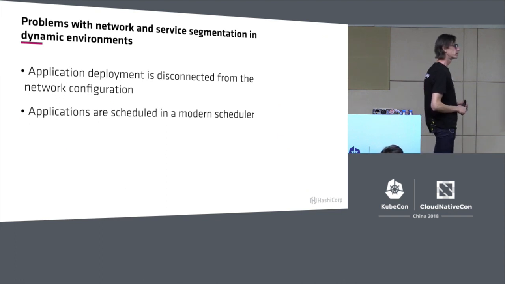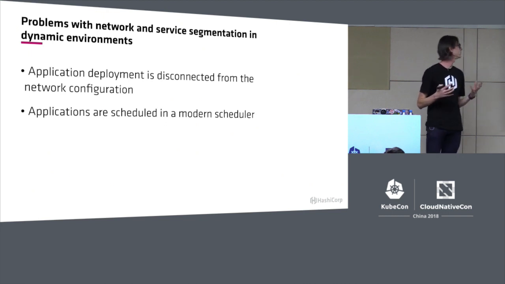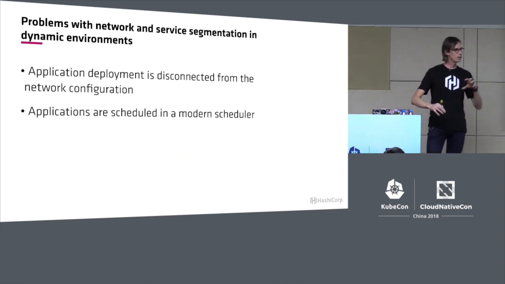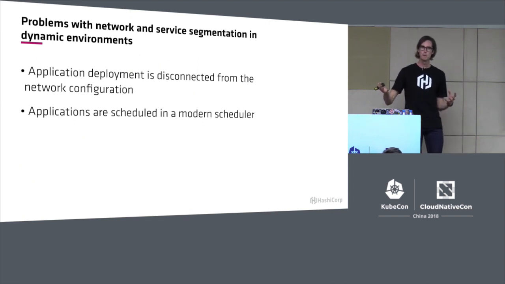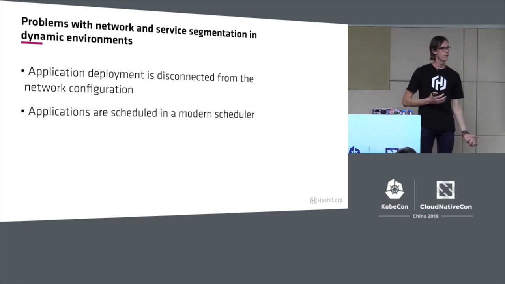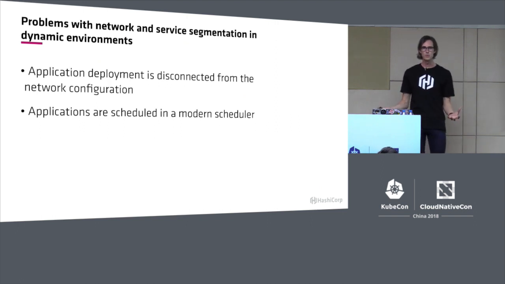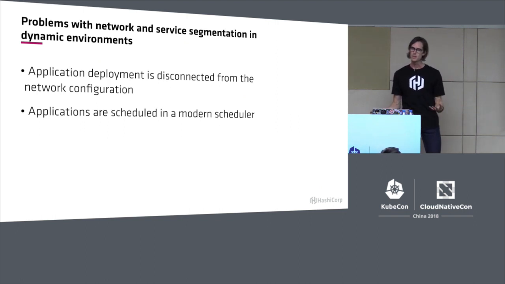So how do we deal with this? We've got two problems. One is that the application deployment is disconnected from the network configuration. What do I mean? The applications are not being orchestrated by you directly; they're being orchestrated by a machine. But then how do you manage that in terms of controlling firewall routing, and things like routing tables?